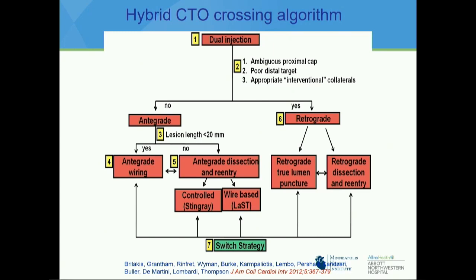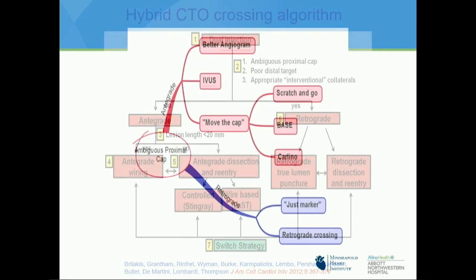And this was realized 10 years ago, in essence, that proximal cap ambiguity is one of the things that would make you think about using retrograde access or retrograde techniques initially. So that's the number one thing that you look at: is there proximal cap ambiguity? If there is, you need to think about how best to approach this.